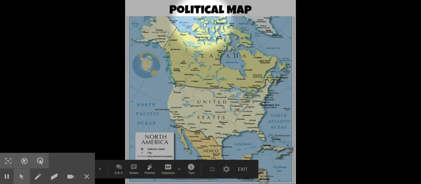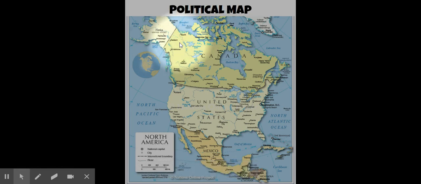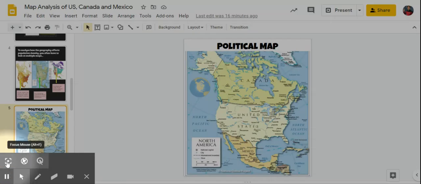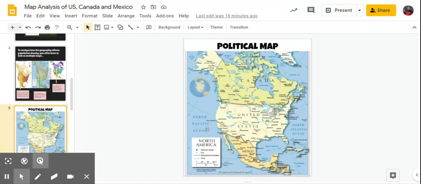A political map will show the country's borders, as you see by the lines. There are three main countries in North America: Canada, United States, and Mexico. Part of Central America is in North America. Physical geography features can cross borders, such as lakes and rivers, which are shared between two different countries here.